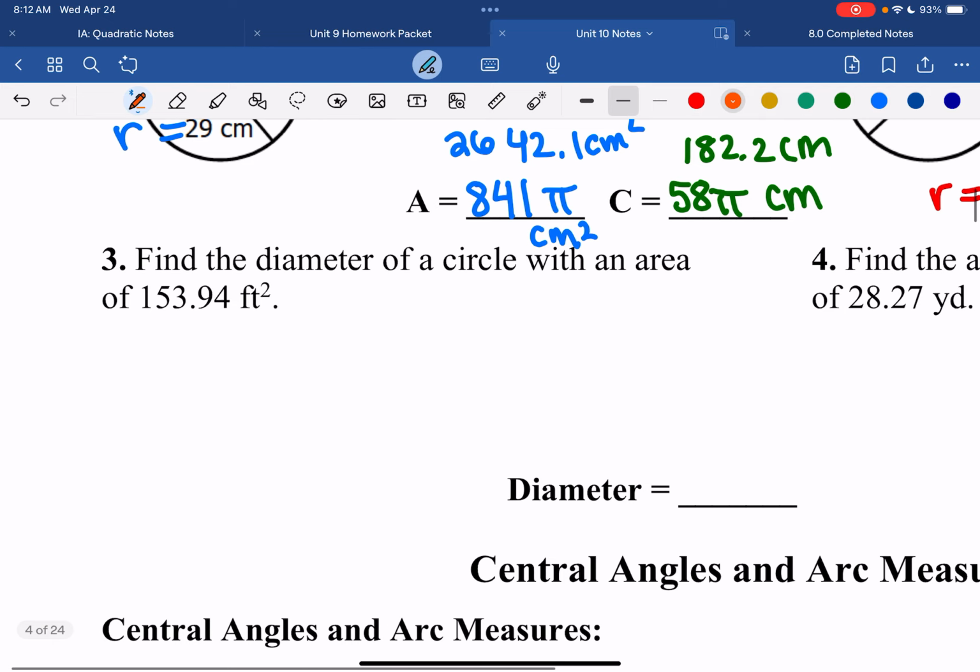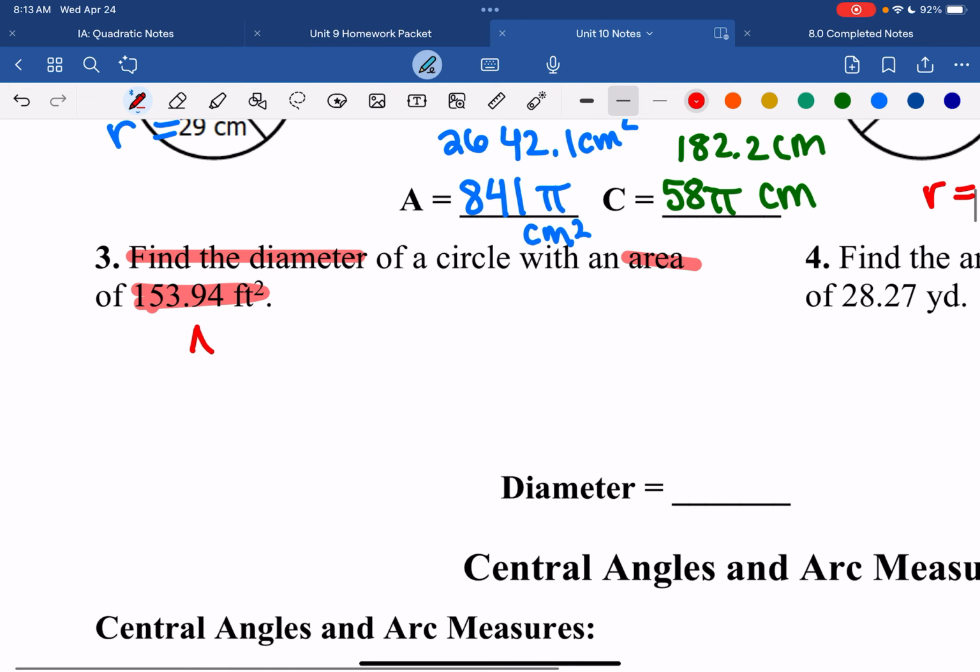Okay, number 3. Find the diameter of a circle with the area of 153.94 feet squared. So, some important things. We are trying to find diameter, and we're given the area. So, remember, area is equal to pi r squared. So 153.94 is equal to pi r squared.